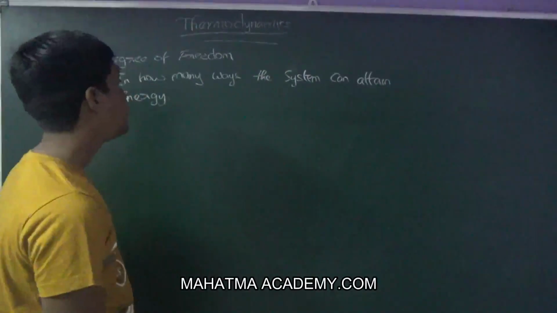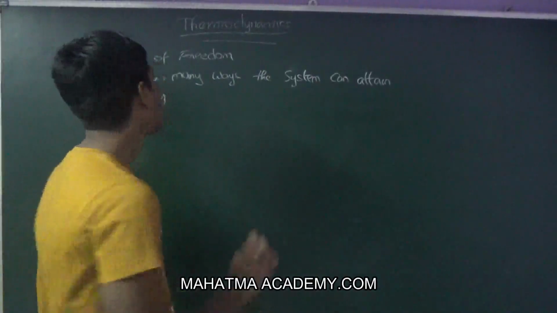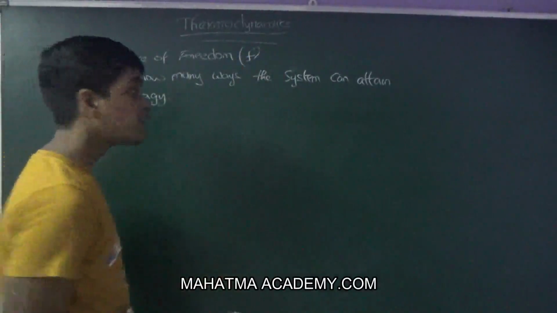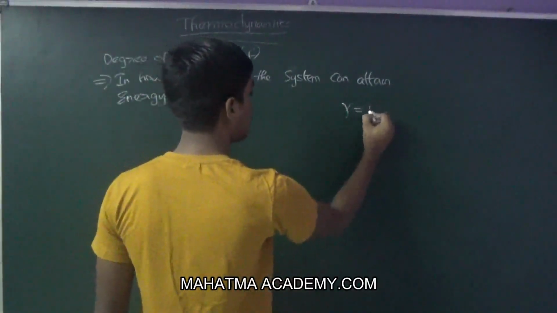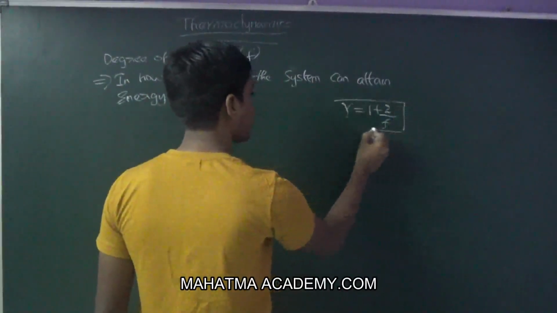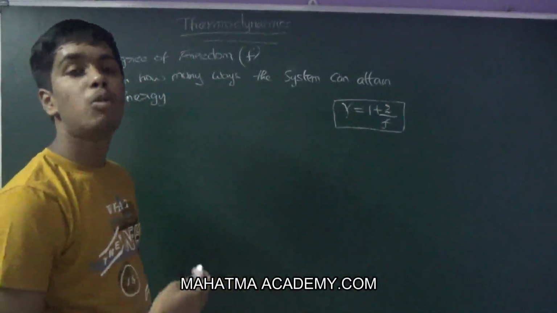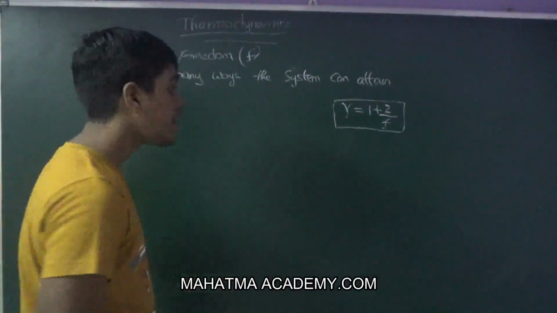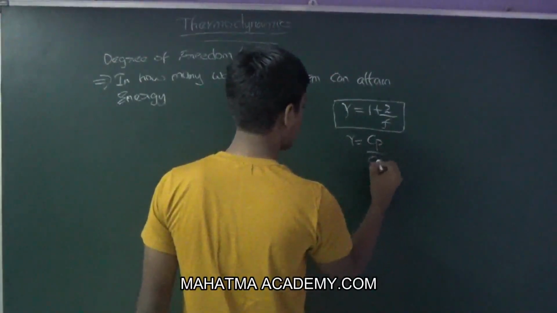Now there is a relationship between Poisson's ratio and degree of freedom. It is denoted as F. Poisson's ratio, gamma, is equal to 1 plus 2 divided by F. We also have a relationship between the constant pressure molar heat capacity and the constant volume molar heat capacity: gamma is equal to Cp upon Cv.